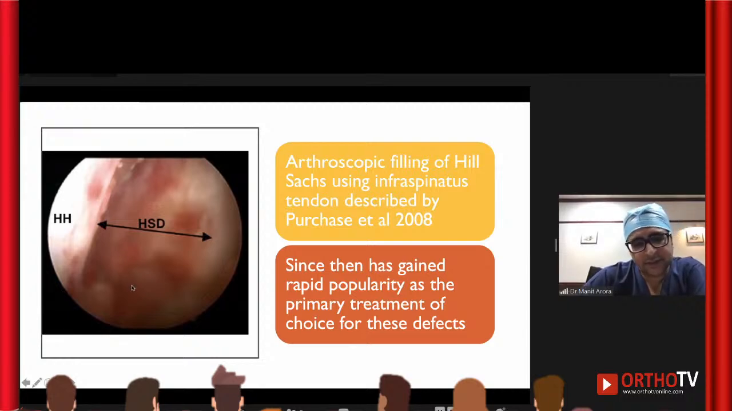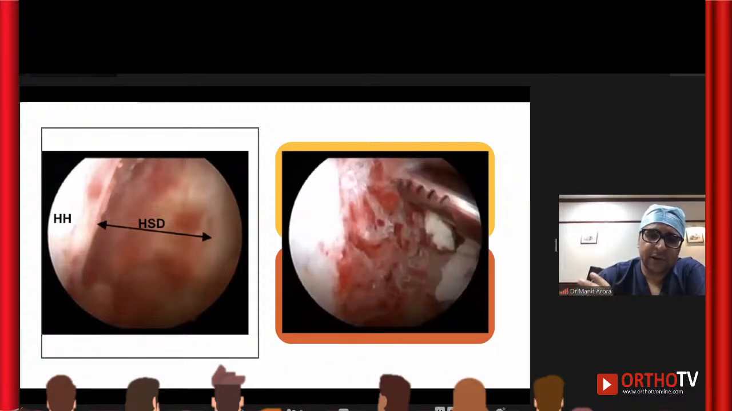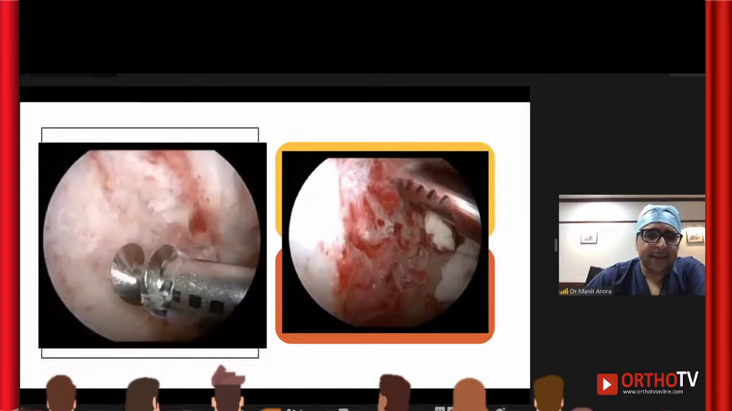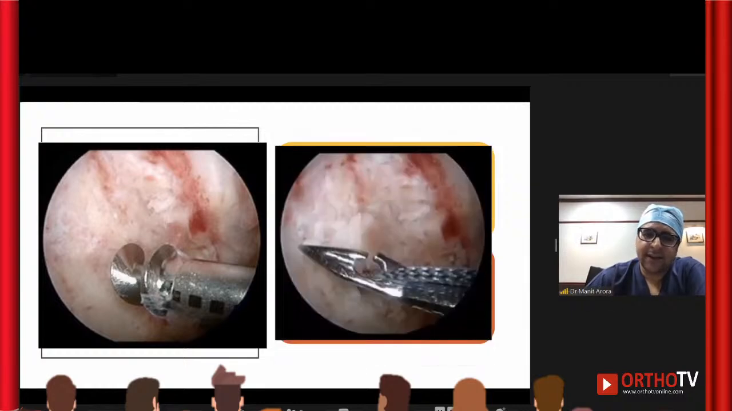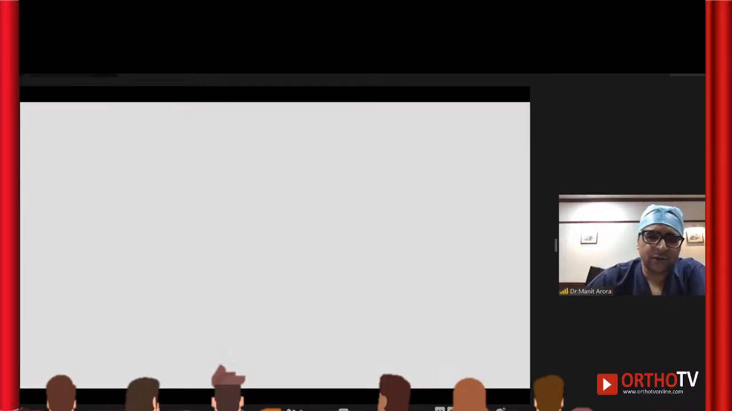So if you see here, this is the Hill-Sachs defect. This is the humeral head. So we typically shave and burr and create a nice bleeding surface. We put in our anchor, so we like to use a corkscrew anchor from Arthrex for this, and we put that into our Hill-Sachs defect, and we use these suture passers to go inside, grab the sutures, and we're taking bites through the infraspinatus tendon when we're doing this. And then when we tie it down, that whole infraspinatus tendon comes down and fills over that defect. Again, there's a lot of things here about how many anchors you should use and where you should place them, and we're not going to go into all of that.